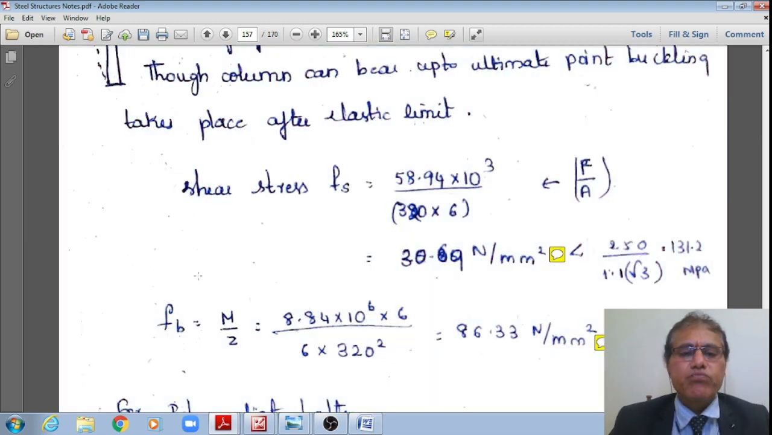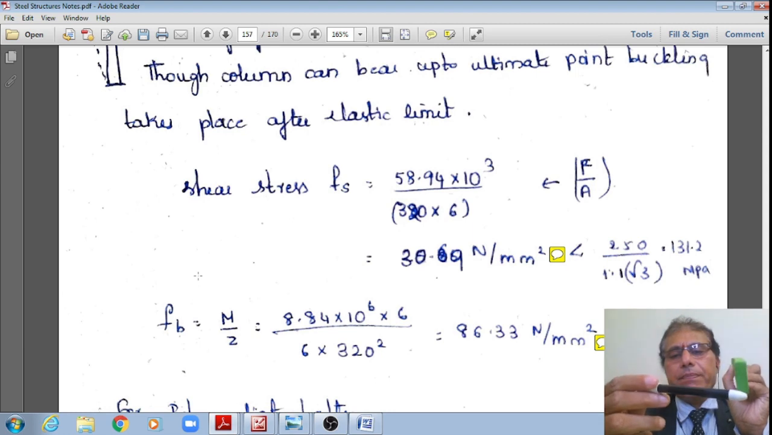There is a first check, right? And simultaneously, this end batten plate is also subjected to a bending moment of 8.84 kilonewton over a width of 320 mm with a thickness of 6 mm. You just please see, right? That is how it is bending.